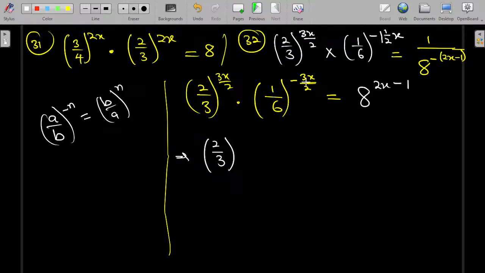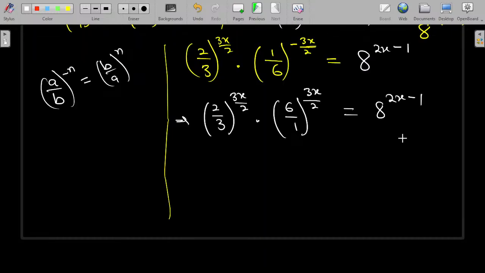So I'm saying that because of this. Here it is going to be 3x over 2 multiplied by, now instead of having 1 over 6, I will have 6 over 1, raised to the power of, the power will now become positive, and that will be equal to 8 to the power of 2x minus 1. I love this. I really do.